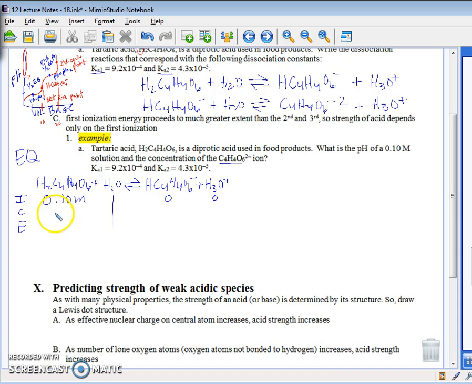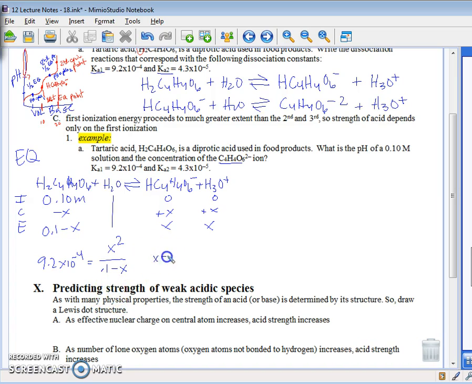Have you seen the pattern yet? Do we know how to fill out the ICE chart pretty easily down this point? Right? We're going to be left with 0.1 minus X at equilibrium, X and X. I have a Ka1 value. I'm only doing the first proton, so it's only the Ka1. So I take my 9.2 times 10 to the negative 4th, and I set that equal to the ratio of products to reactants. We have x squared over 0.1 minus x.